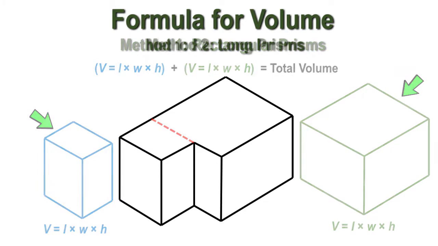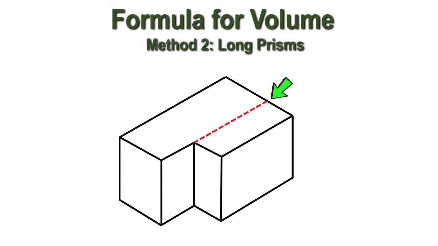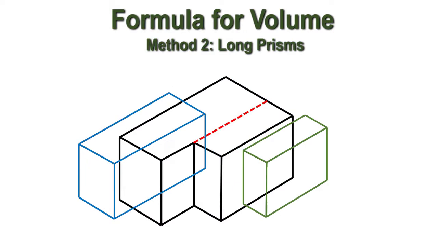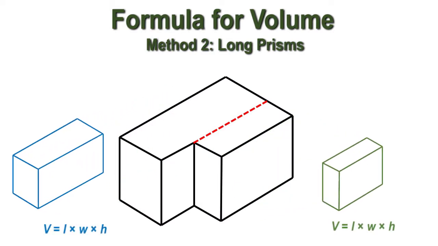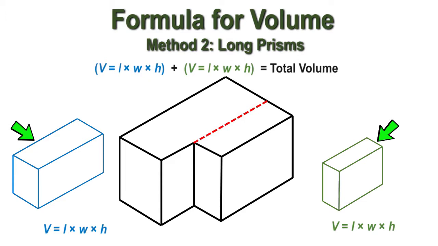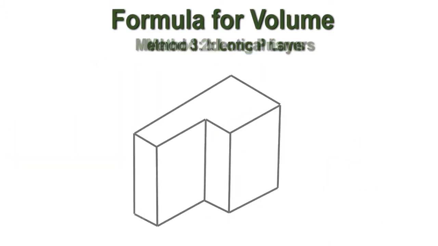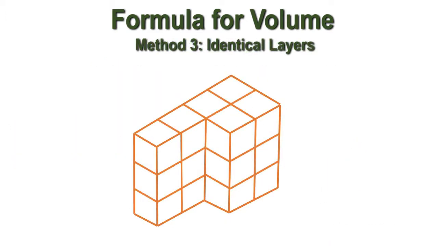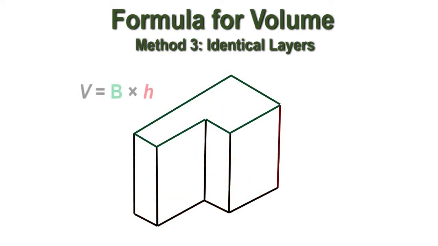the total volume. The second method decomposes the shape into two long prisms. Again, we could use the formula to calculate the volume of each section and add the measurements to find the total volume. The final method decomposes the shape into identical layers. We could use the alternate formula, base multiplied by height, to find the total volume.